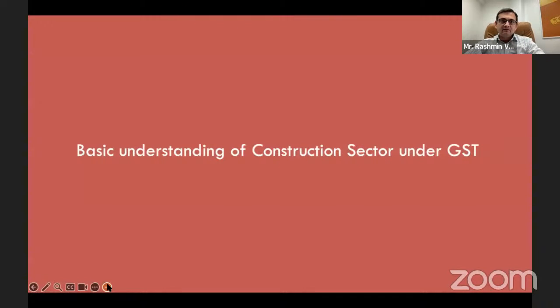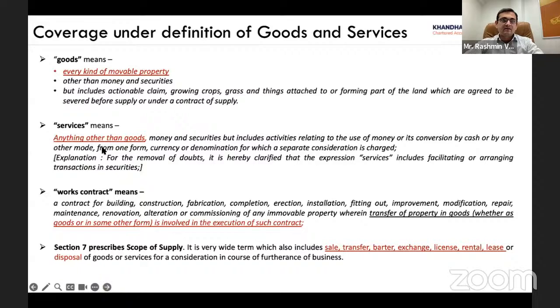Starting with this, we'll go with the basic understanding of the construction sector. In the previous slide, we discussed the definition of goods: every kind of movable property other than money and security, but including actionable claims. Now look at the definition of service. Service means anything other than goods. Of course, there are certain exclusions like money and security, and certain inclusions. The summarization that I want to do is that service means anything other than goods.